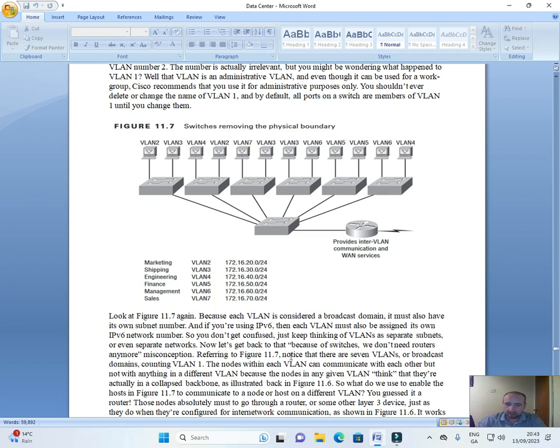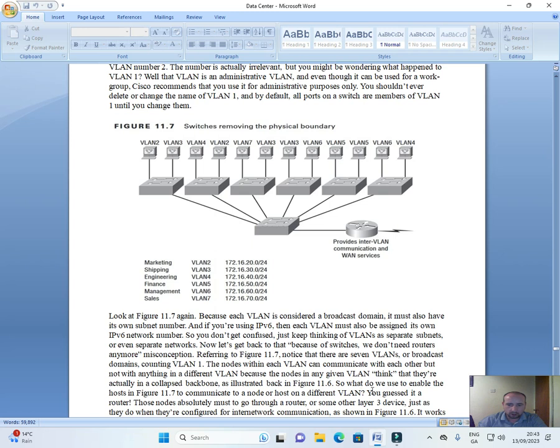Now let's go back to that misconception, that because of switches, we don't need routers anymore. Referring to Figure 11.7, notice that there are 7 VLANs or broadcast domains counting VLAN 1. The nodes within each VLAN communicate with each other, but not with anything in a different VLAN, because the nodes in any given VLAN think that they're actually in a collapsed backbone, as illustrated back in Figure 11.6.